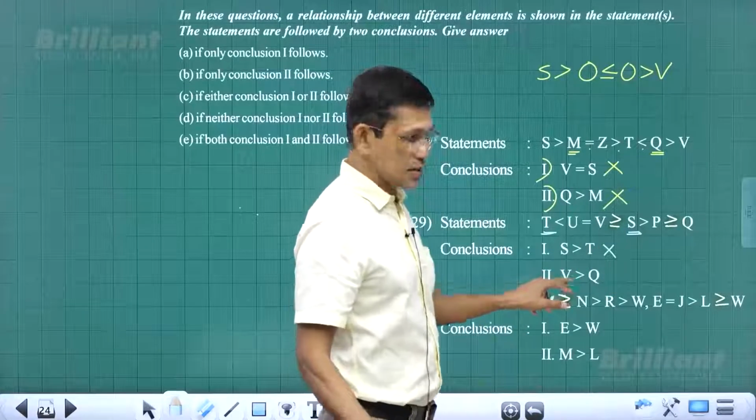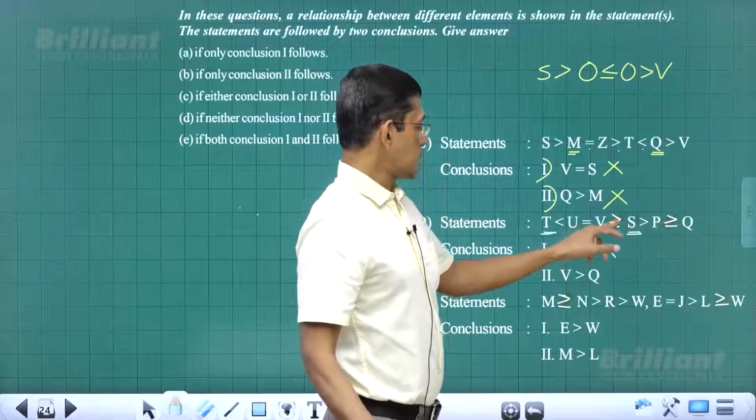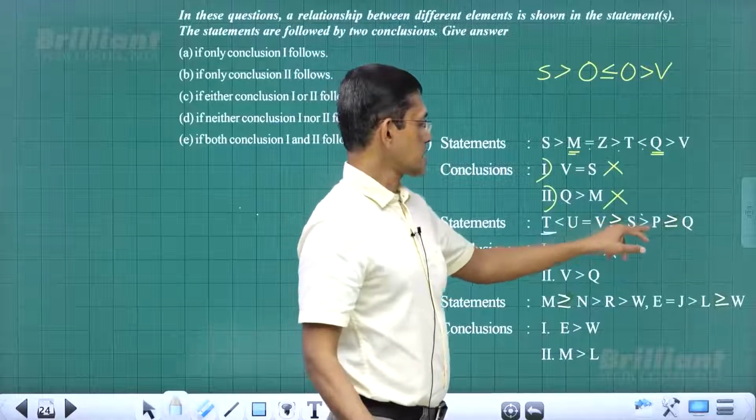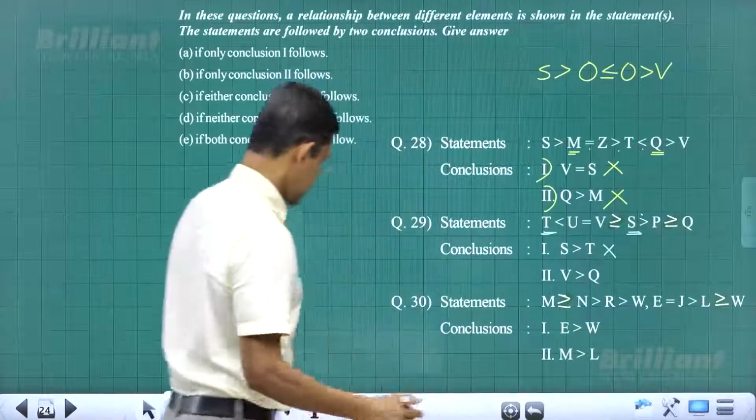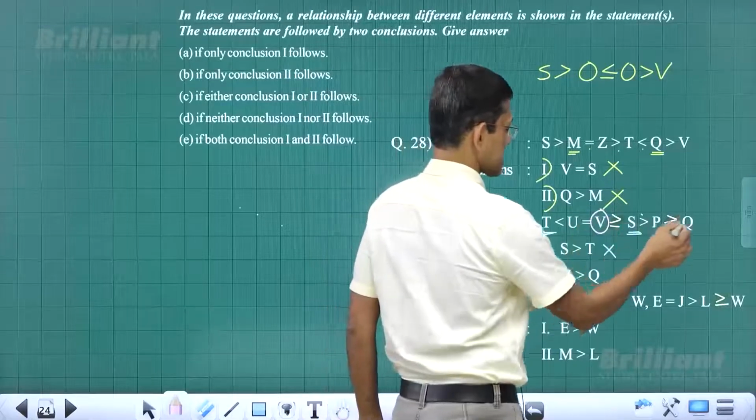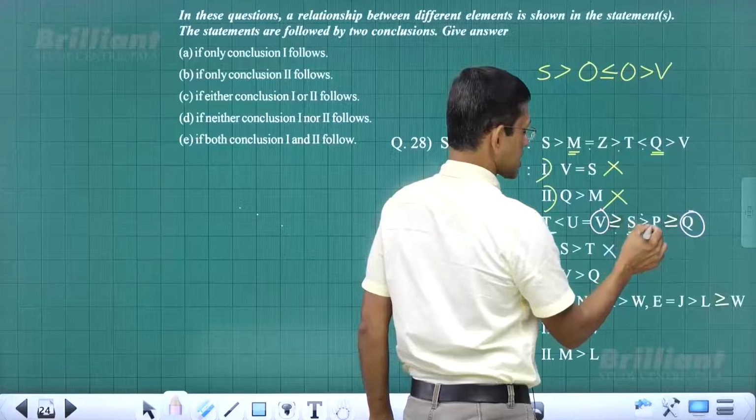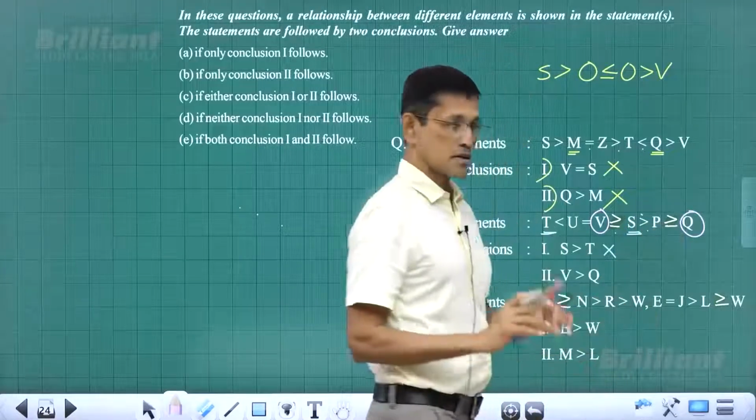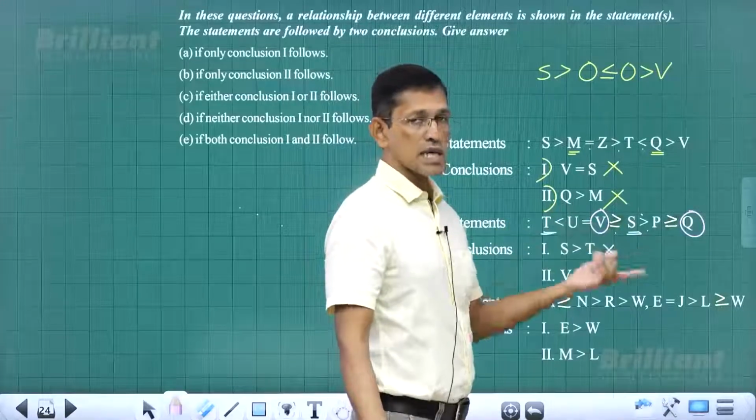Now V greater than Q. Between V and Q, well, we have greater than or equal to, we have greater than, we have greater than or equal to. So there is no contradictory symbol between V and Q. So V and this is Q. And the symbols here in between, greater than or equal to, greater than or equal to. Those symbols are not contradictory. If it's greater than or equal to and less than, that's contradictory.